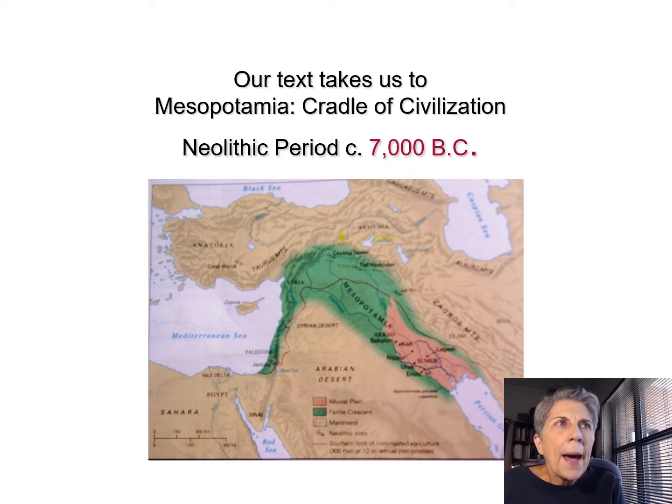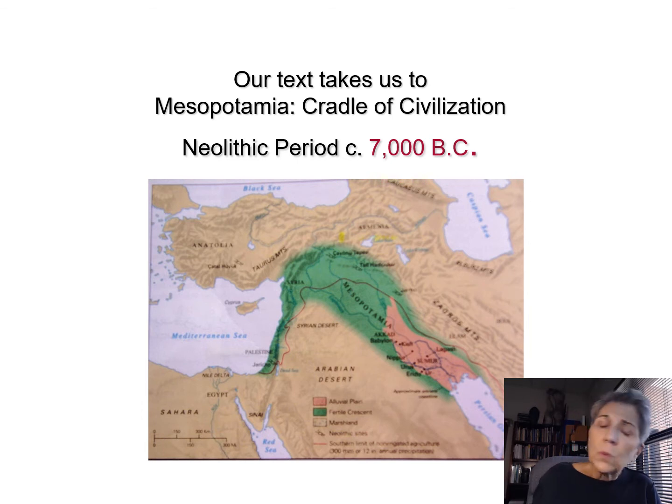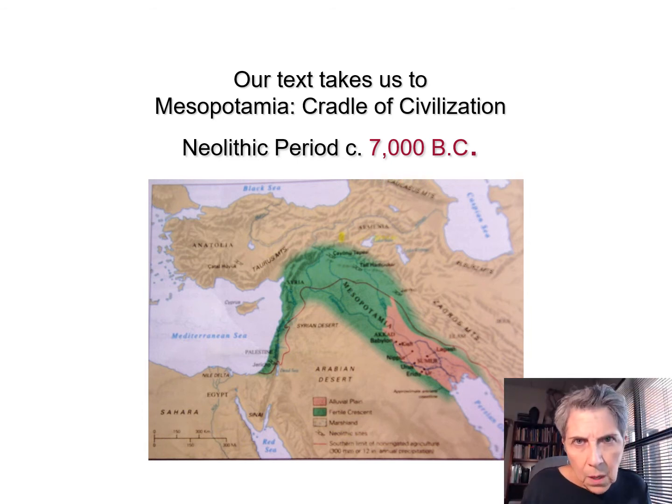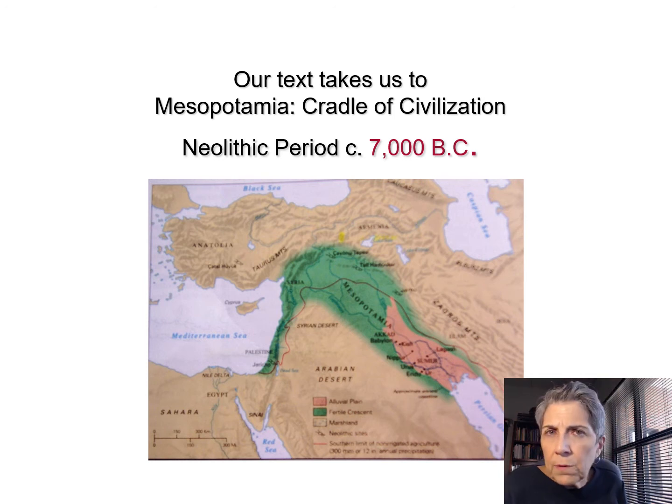Now, let's go back to Mesopotamia. Neolithic period, 7000 BC. There we are between the Tigris and Euphrates River, called the Fertile Crescent. And that area, the reason it was so fertile is because those rivers would flood, and then the silt would set, and then you had all this silt to grow crops. And of course, when you have rivers, you have fish. And so, it's a lot easier to survive than in the middle of a desert.